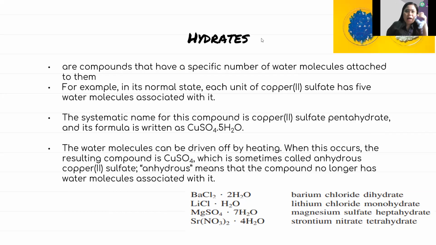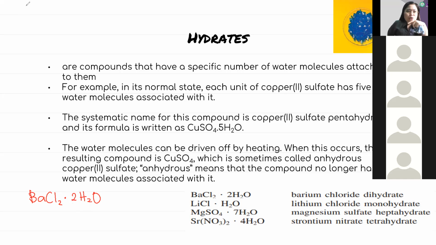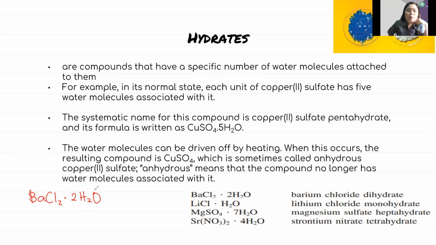So minsan, class, sa mga chemical reactions, makikita mo sila. For example, this one, BaCl2, tapos merong dot and then 2H2O. Ang ibig sabihin yan, in the molecules of the barium chloride, merong na-trap, class, na dalawang molecules ng water. So ang magiging pangalan yan, the same thing. Kung paano natin pinapangalanan si ionic compounds, ganun pa rin. Barium, since barium is a metal, and then chlorine will become chloride.